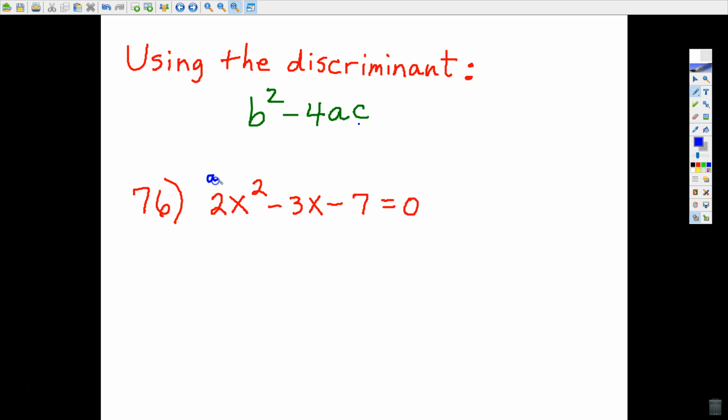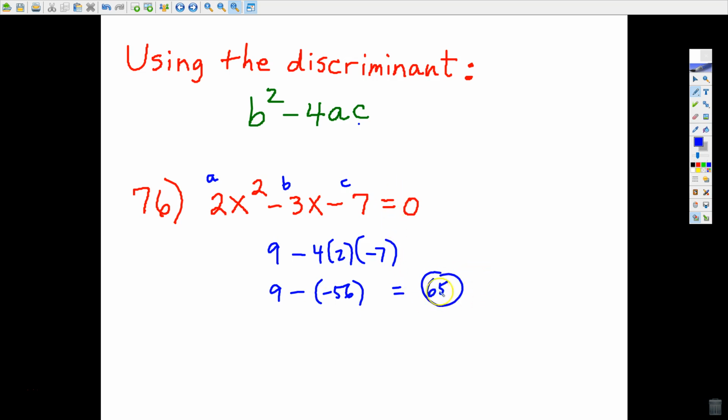Remember, this number in front of x squared is considered a, and this number in front of x is b, and then the number in front of this constant at the end is c. So finding the discriminant, I will do negative 3 squared, which is 9, minus 4 times a times c. I'm going to do 9 minus, and this is negative 56, and when we put that together we get 65.